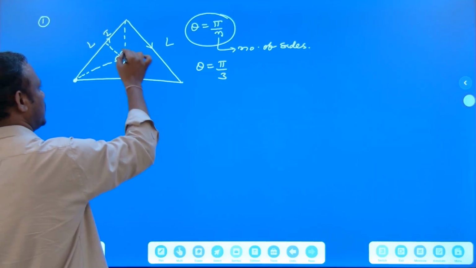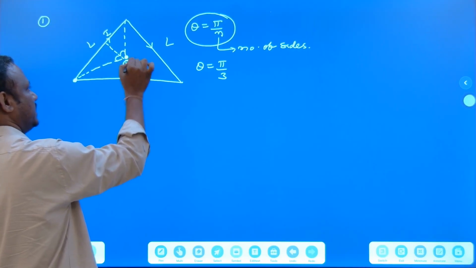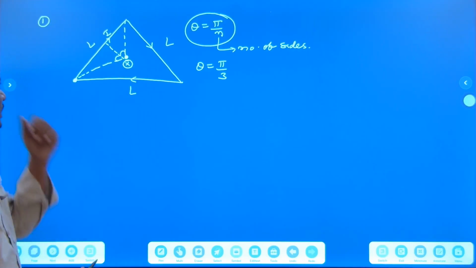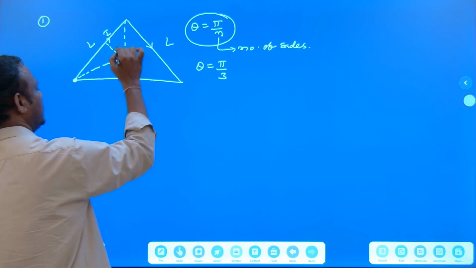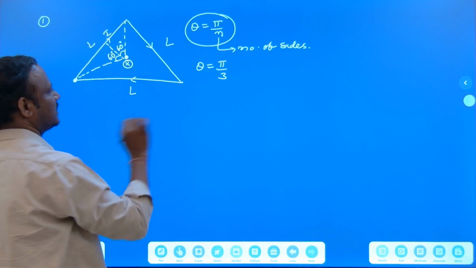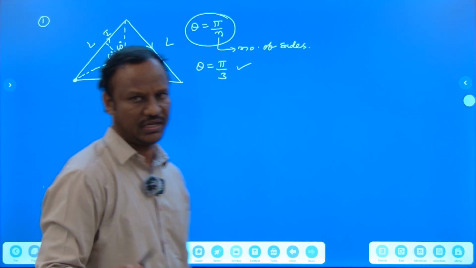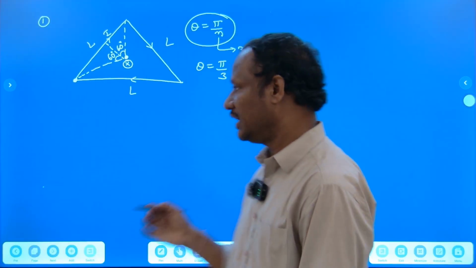The total should be 360. This is 120, the next one is 120, and the next one is 120. Half of 120 is 60, and the next one is 60 degrees. Either this method or that method, anyone works. However, you should get the idea.